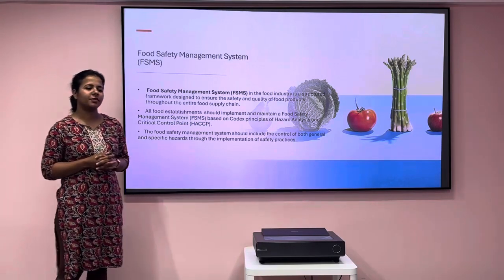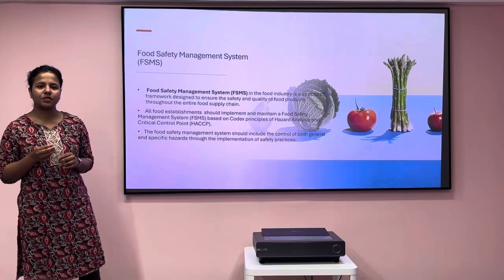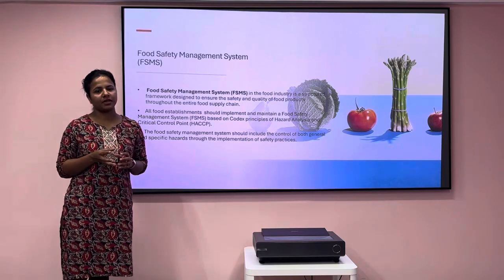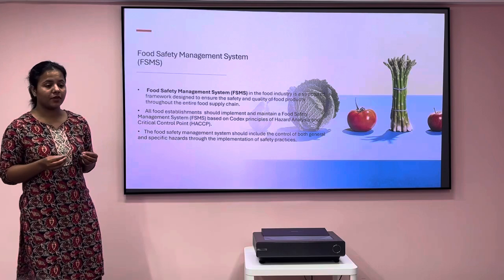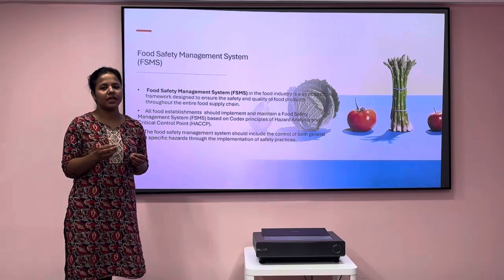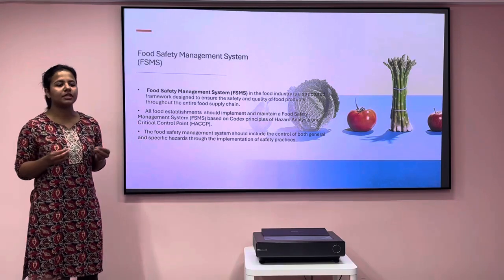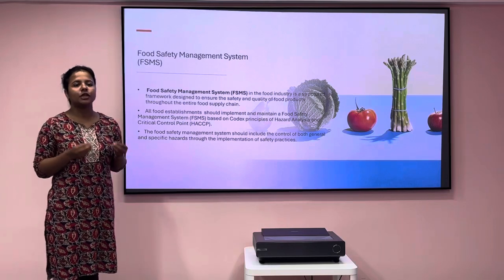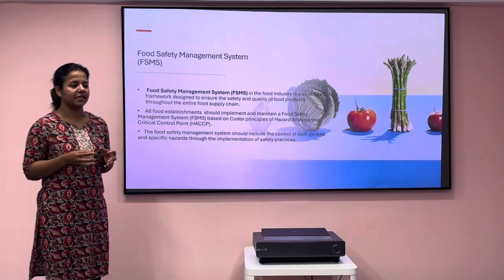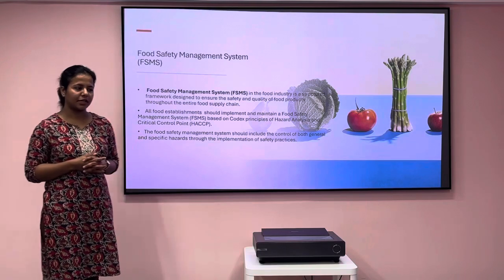Okay, what is a food safety management system? A food safety management system is a structured framework to ensure food safety and maintain the quality of each food product through the entire food supply chain. That is what is called a food safety management system.